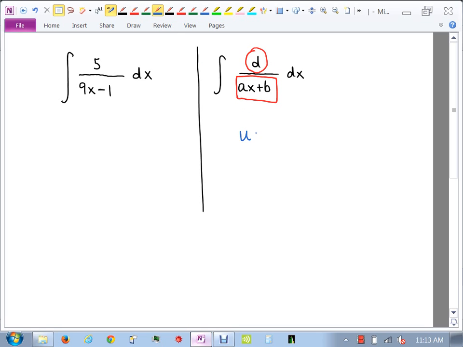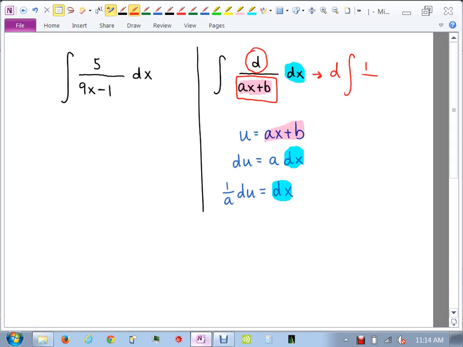The substitution I would make is u is ax plus b. The derivative of that is what? Just a dx. I have dx by itself, so I need that dx by itself. So I get rid of the a by doing 1 over a on both sides. 1 over a du is what will replace dx. And then I'm going to replace ax plus b right there with u. And then the d on top, just take it out. So the new integral becomes d is out, integral 1 over u now, and then where's my 1 over a?